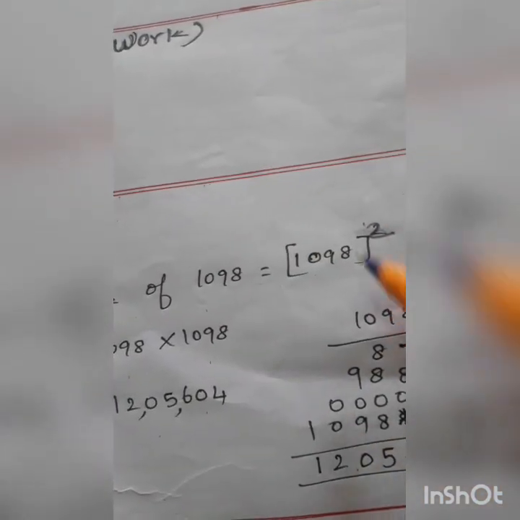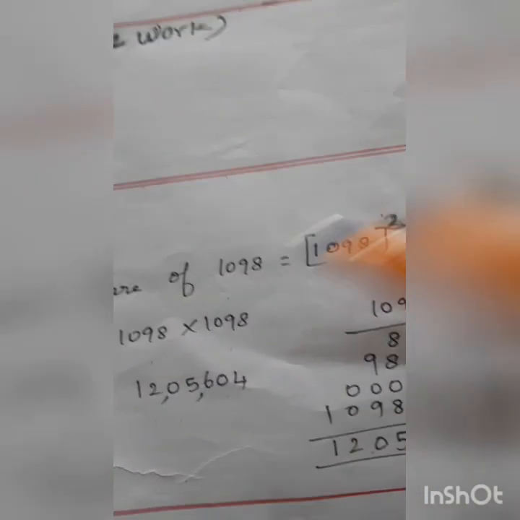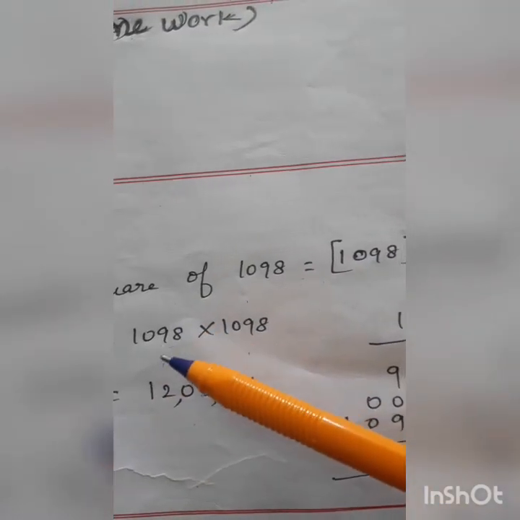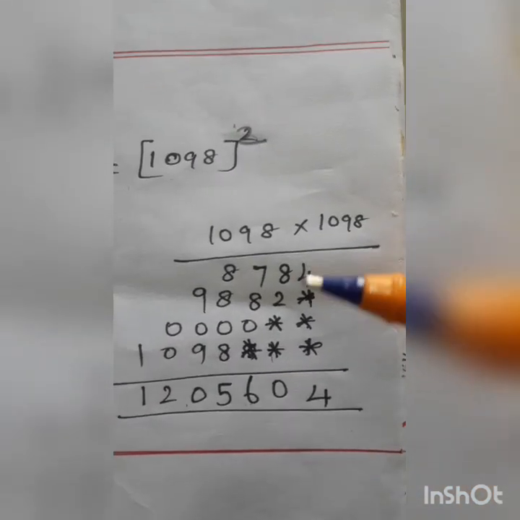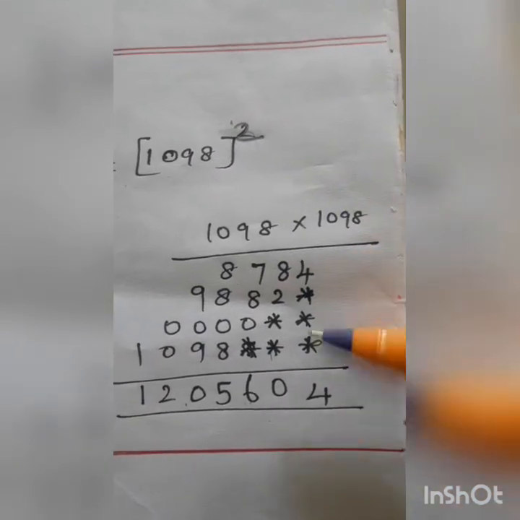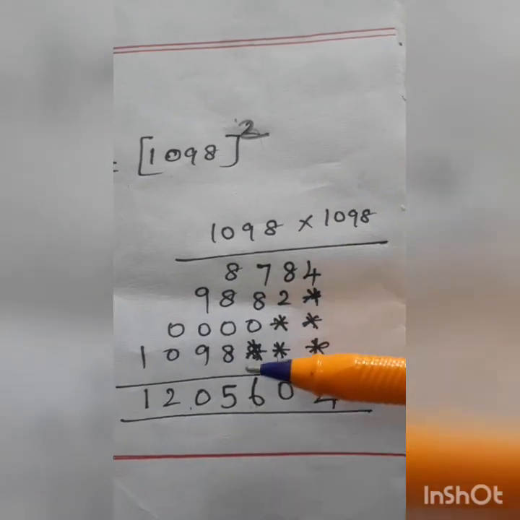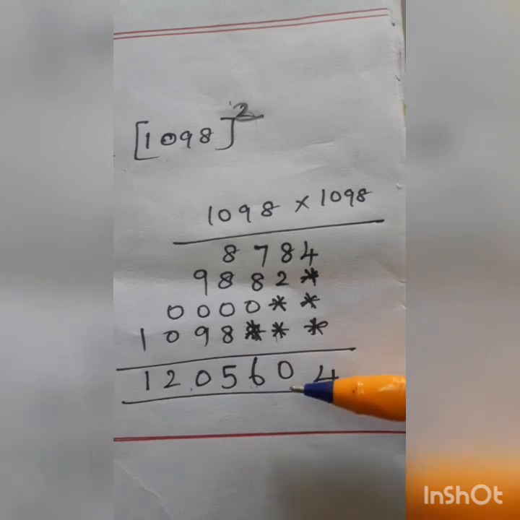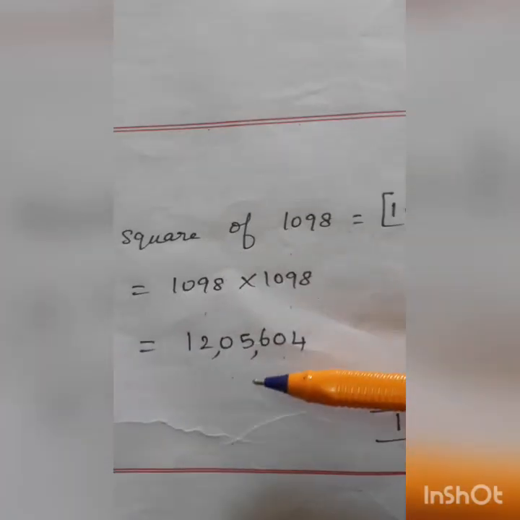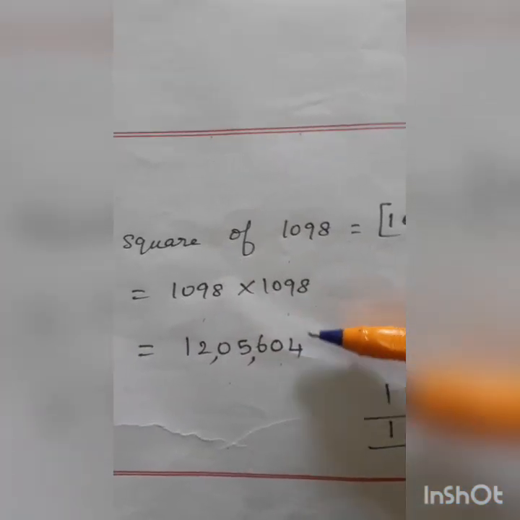Square means power 2. Given number multiplied 2 times, 1098 into 1098. Multiply in the rough column to do the multiplication and get the answer. So 12 lakhs 5,604 is the answer.